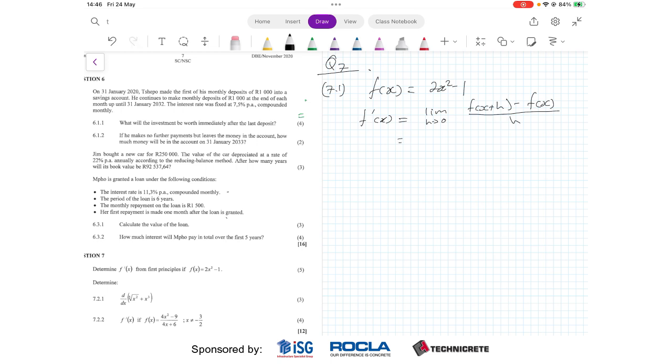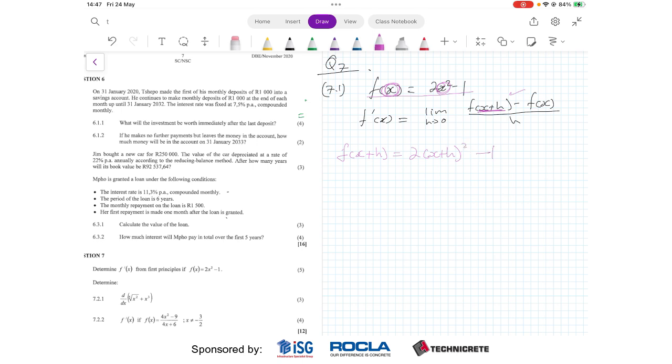So here we need to look for f at x plus h, right? So what is f at x plus h? What f at x plus h essentially means is wherever in our original equation we see an x, we substitute in x plus h. So how does that work? We're going to say that f at x plus h is given by 2 into x plus h squared minus 1.